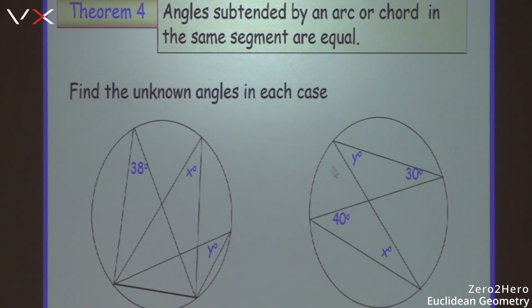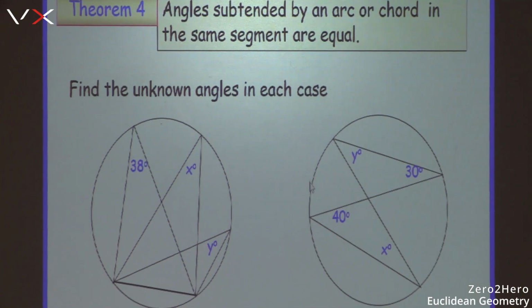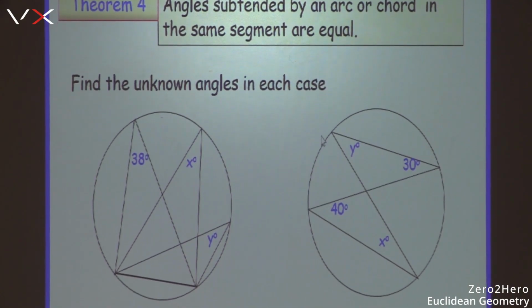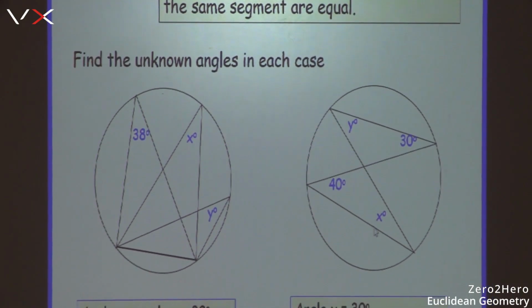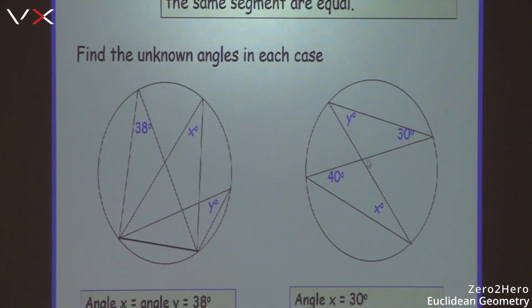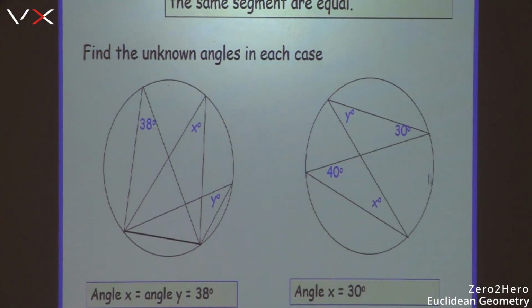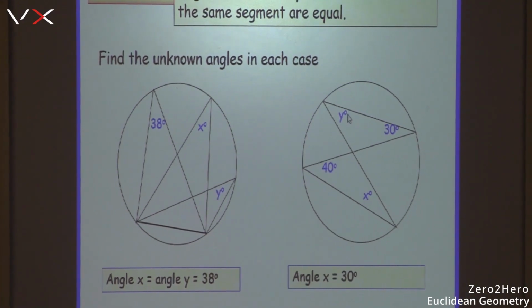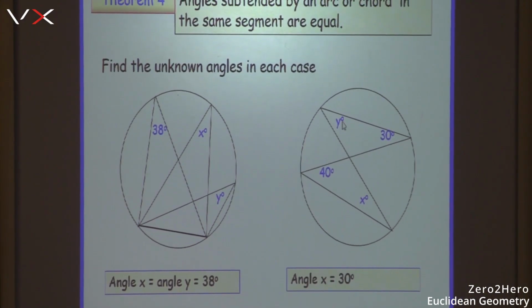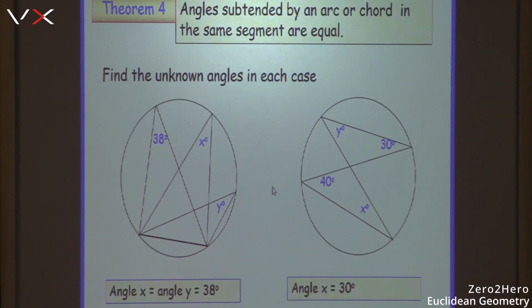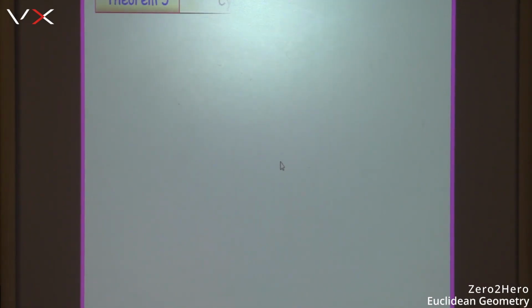This is the arc. This arc forms that angle. The same arc forms this angle. So these two are the same. In the very same way, if I'm coming from this side, that one is Y. So this one will be 40, therefore Y is 40 as well. Angles subtended by an arc or a chord in the same segment are equal.